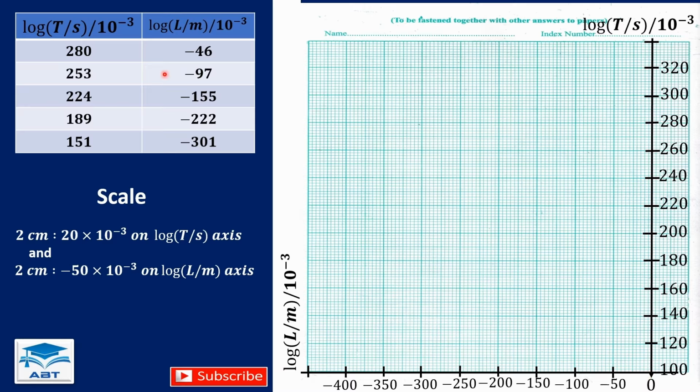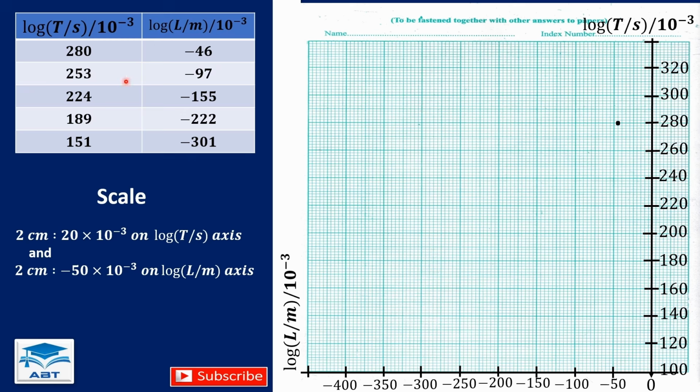For the first point, we have 280 on the vertical axis. This is 280. And negative 46 on the horizontal axis. So negative 46, let's count the boxes. We have negative 5, negative 10, negative 15, negative 20, negative 25, negative 30, 35, 40, 45, and 46 will go into the next box a little bit.